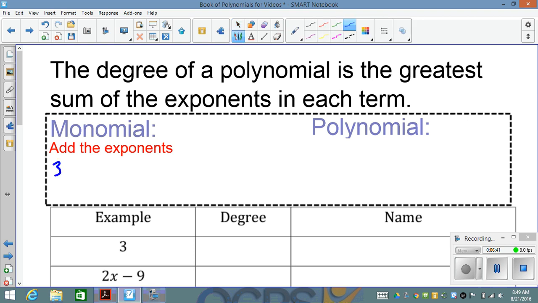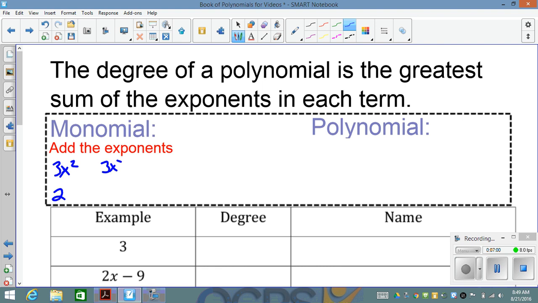If I have 3x squared, I don't need to add any exponents because it's just the 2. The 2 is the only exponent, so this has a degree of 2. That's our degree.